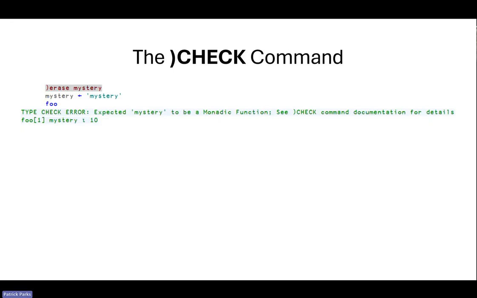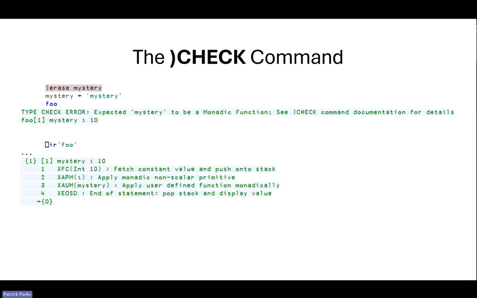When I run foo, I'm going to get a type check error because it expected mystery to be a monadic function. See the check function documentation for this. And here again is the function, what it looks like. And we got the error because when we tried to invoke the monadic function mystery, it's no longer a monadic function, and we get the type check error.